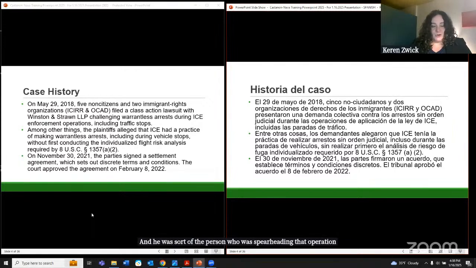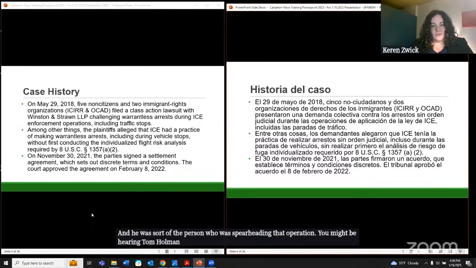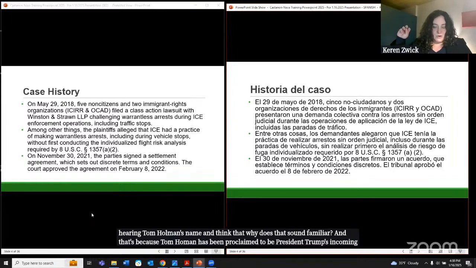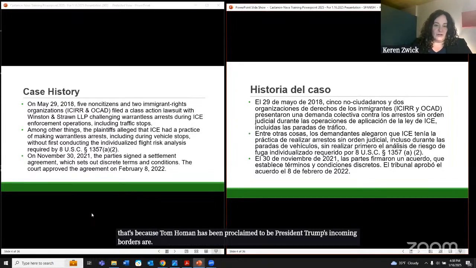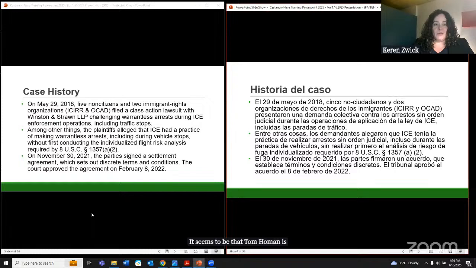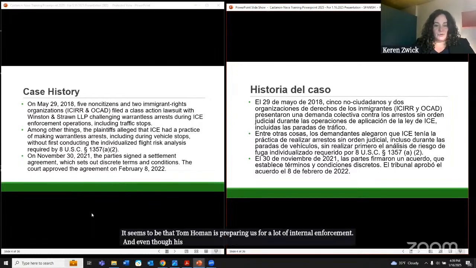You might be hearing Tom Homan's name and think, why does that sound familiar? That's because Tom Homan has been proclaimed to be President Trump's incoming border czar. And even though we're near the border here in Chicago, it seems that Tom Homan is preparing us for a lot of internal enforcement. And even though his supposed title will relate to the border, he intends to take on actions that implicate the interior of the United States as well.